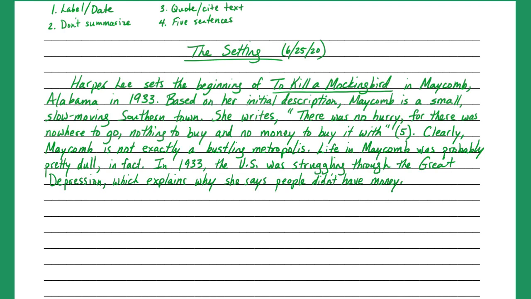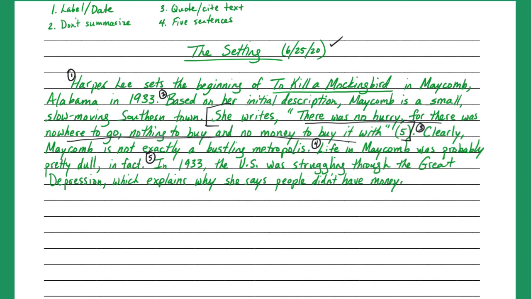All right, let's see if I did all the things I needed to do. Label and date, check. Don't summarize. I don't think I did. We'll take a look at that in a second. Quote, cite text. Got it right here. 5 sentences. I have 5 sentences. Notice I didn't include this one, the one with the quote, because it doesn't really have an original idea in it. All I did was provide the quote.